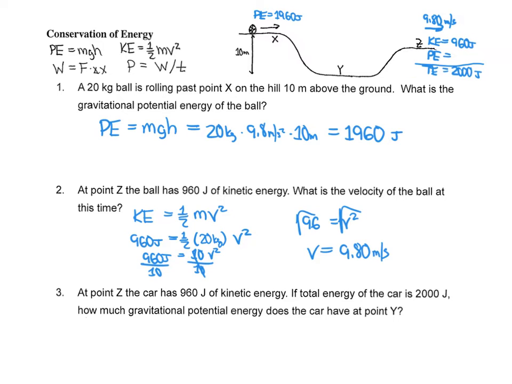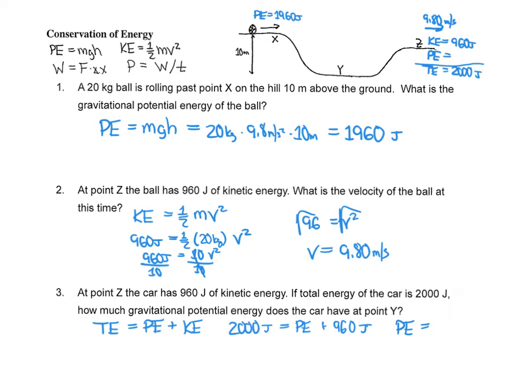So 960 plus how many joules is 2,000? Total energy here is going to be the sum of potential and kinetic. If the total has to be 2,000, and I have 960 joules of KE, so I just subtract, and I'm going to have how many joules of PE?